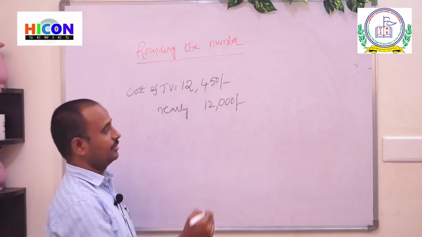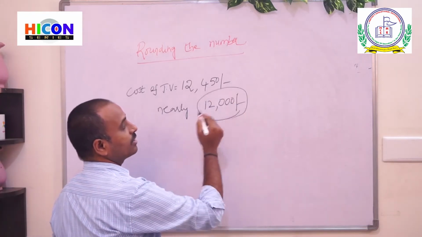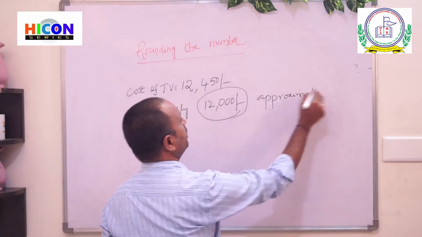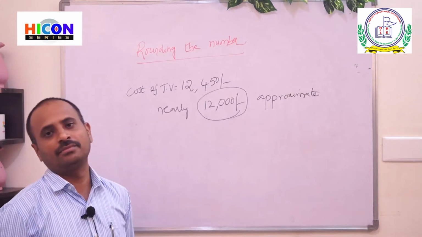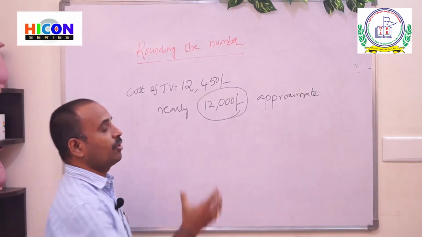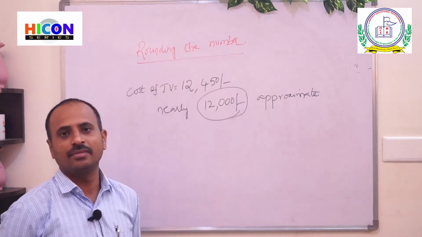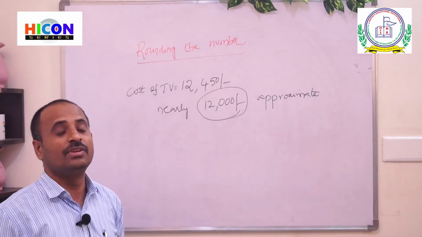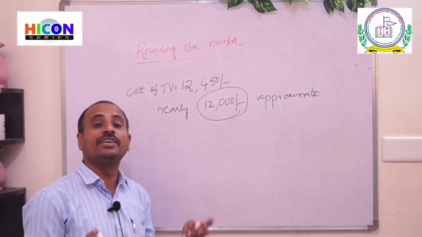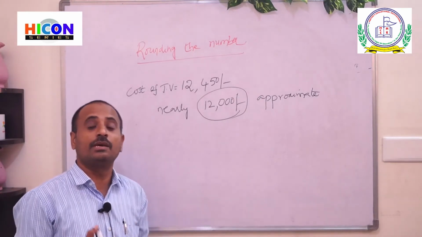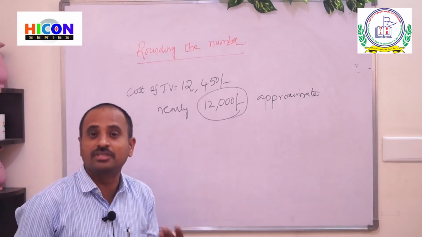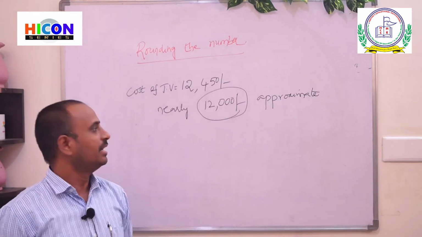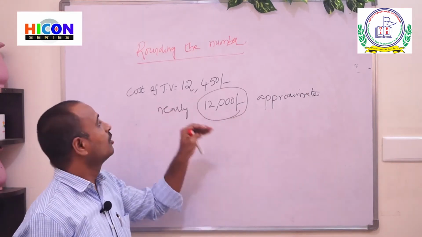So this nearly number is called approximate number. This approximation is called rounding the numbers. So here we don't remember the exact value of the TV, 12,450. Then we can say generally the cost of TV is nearly 12,000 or approximately 12,000. So this nearer value is called rounding the numbers.